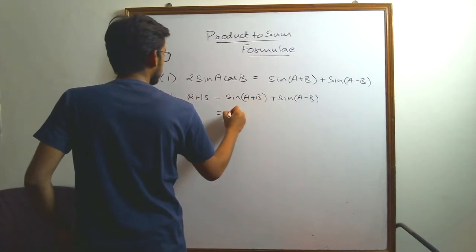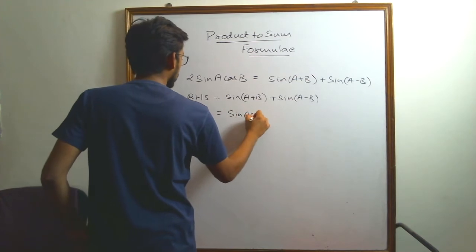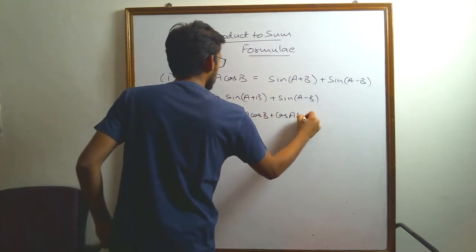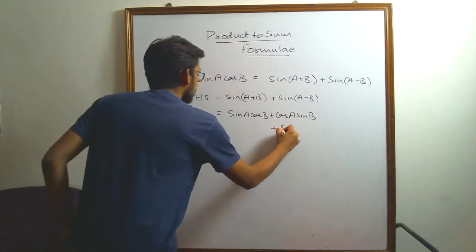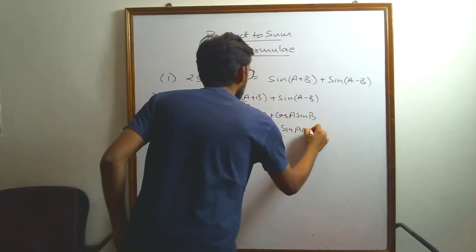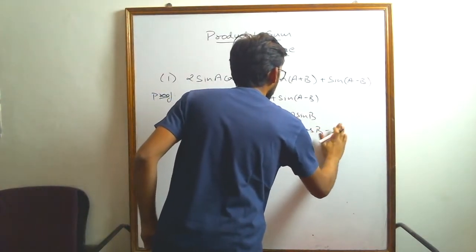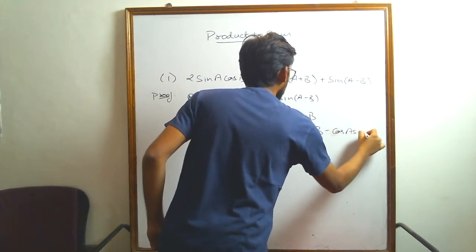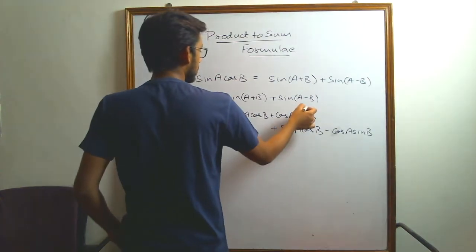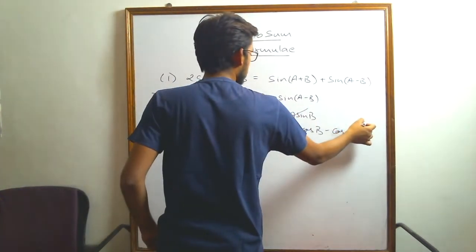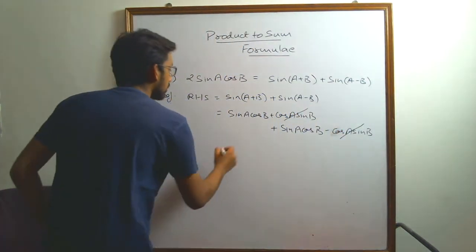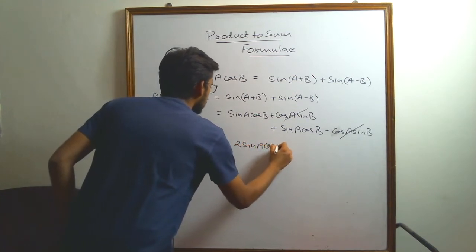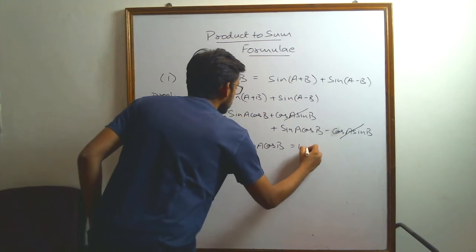Let's open this. Sine A cos B plus cos A sine B plus sine A cos B minus cos A sine B. So we see that this term cos A sine B gets cancelled here with minus cos A sine B. So we get 2 sine A cos B, which is our LHS.